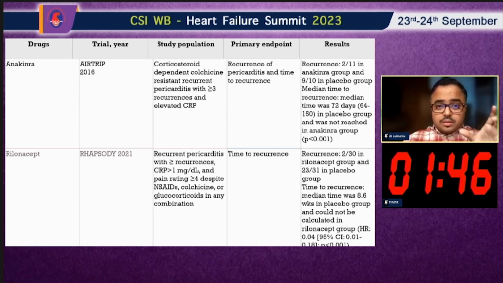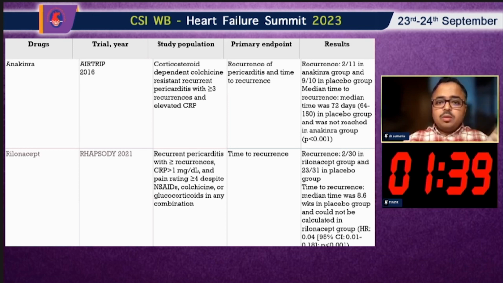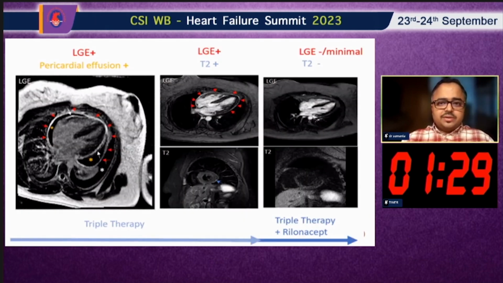The term they are using is corticosteroid-dependent, colchicine-resistant recurrent pericarditis. This is the term where you find more than 3 recurrences and an elevated CRP, that is, inflammation is going on. These are the subsets included in their inclusion criteria. So here we can see LGE is there, and pericardial effusion is there. In the second one, LGE is there, but there is not much pericardial effusion.